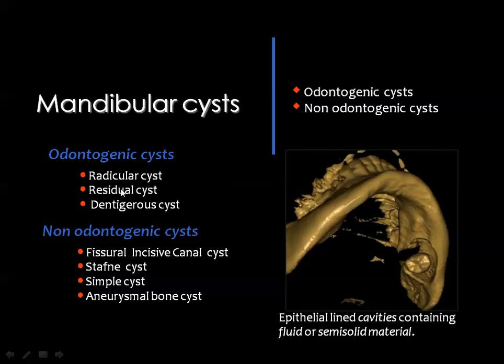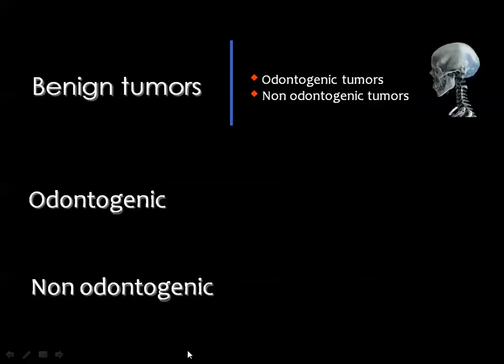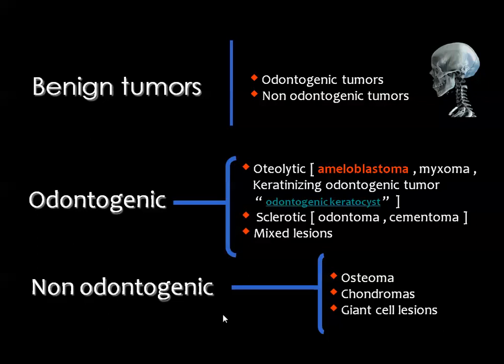The non-odontogenic cysts include the fissural or incisive canal cyst, the Stafne cyst, the simple cyst, and the aneurysmal bone cyst. Then the bone tumors are also subdivided into odontogenic and non-odontogenic. The odontogenic benign tumors include the most common one, the ameloblastoma, and we have the myxoma and the keratinizing odontogenic tumor or odontogenic keratocyst. Then we have sclerotic lesions like odontoma and cementoma, and mixed sclerotic and osteolytic lesions.